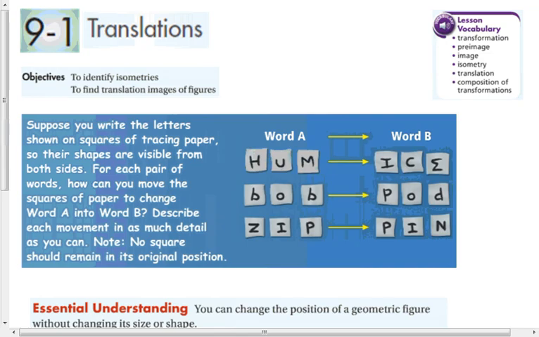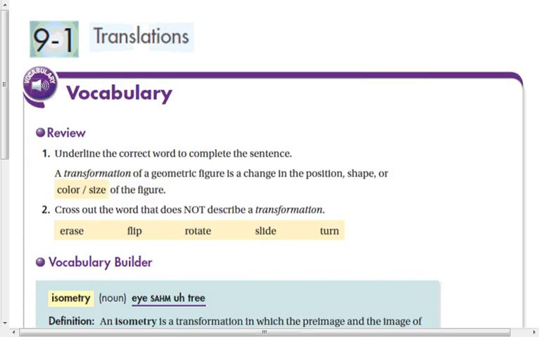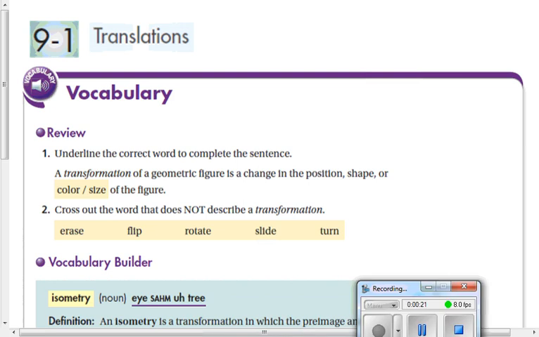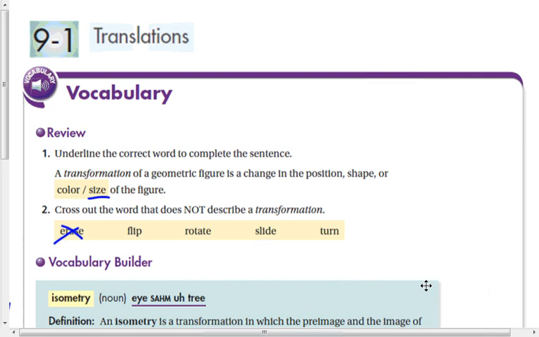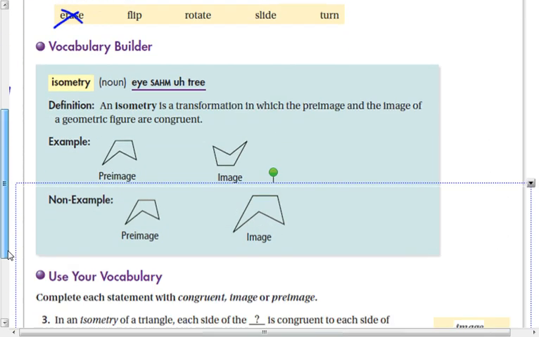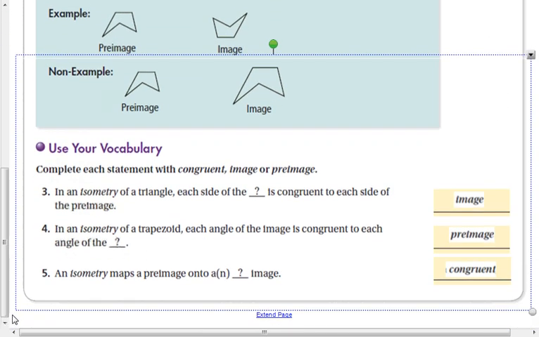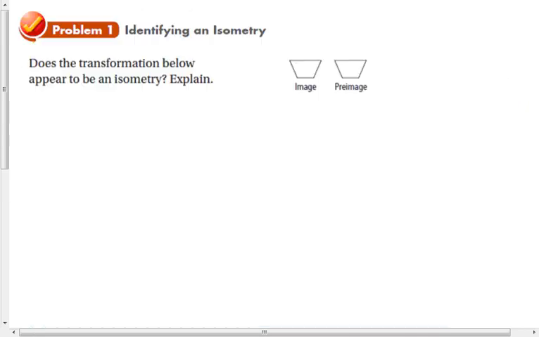In this lesson, we are going to learn how to identify isometries and how to find the translation images of figures. Go ahead and do the review here. There's an important definition you should pay attention to, and I'll check back with you. All right, I hope you notice the definition of an isometry, because we're going to use it here.